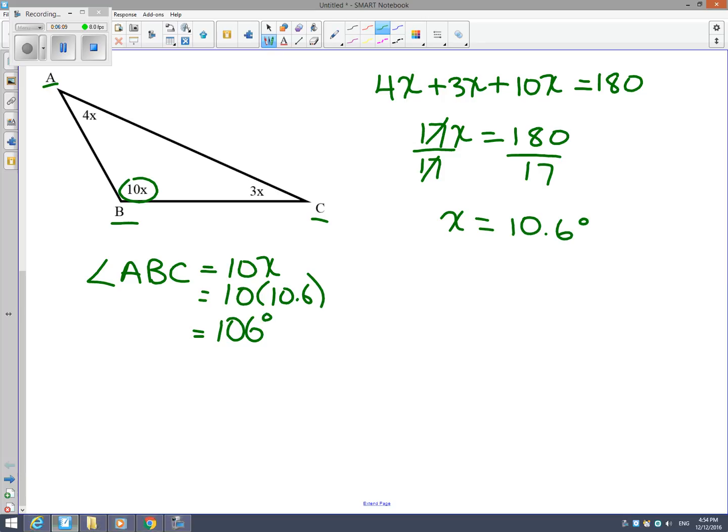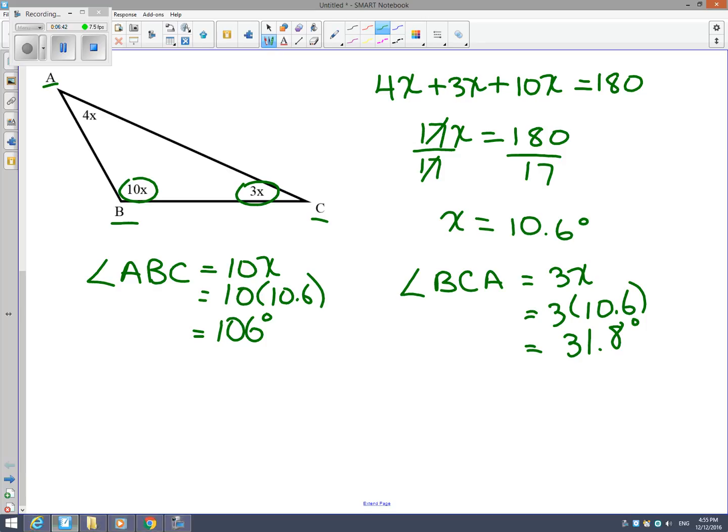Our second one, let's say we do this 3x here. That we can show by going angle BCA, because remember we keep our vertex in the middle of our name. And we said that that was going to be 3x, so that's what our picture showed us. We substitute the number that we already solved, 10.6. And doing this one, we can see it's going to be 31.8 degrees. And that's our second one.